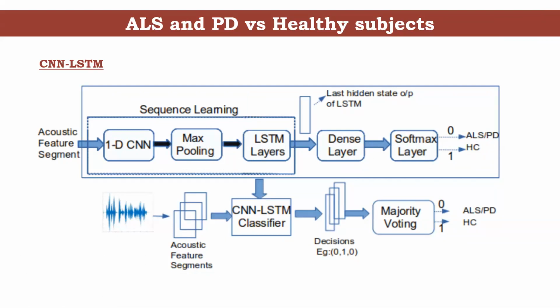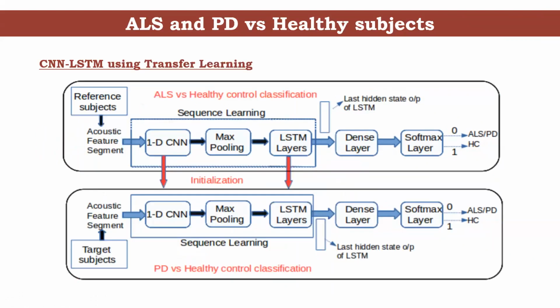But what is done again is the majority voting. Given an utterance, you have multiple chunks. We take the suprasegmental features like the mean and standard deviation in each chunk, and those are fed to the CNN LSTM classifier, and then you take a decision in each chunk and then do a majority voting, and you get the classification out. And that is much more robust when you do a majority voting.